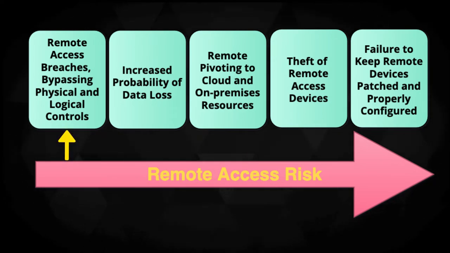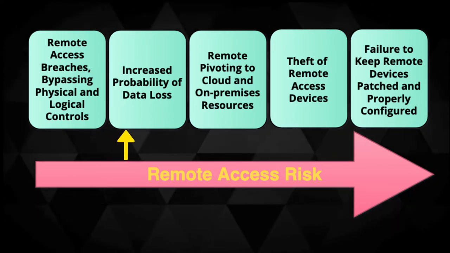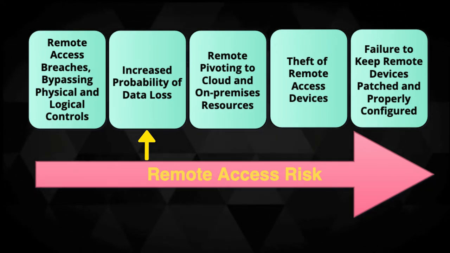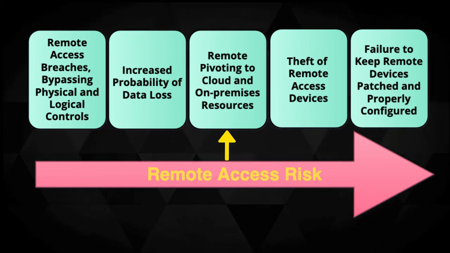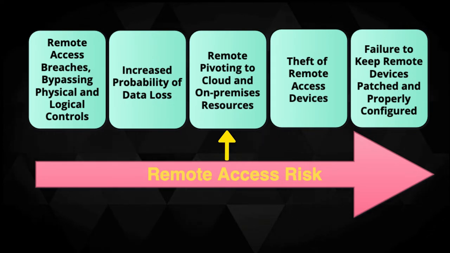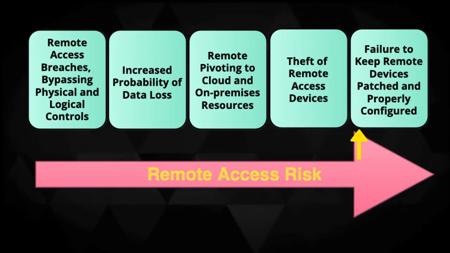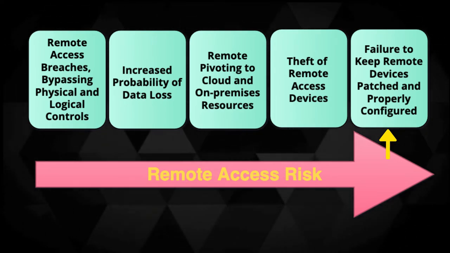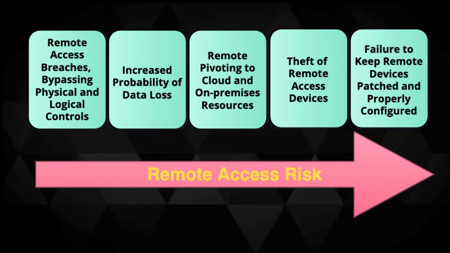Remote access breaches that bypass physical and logical security safeguards. Increased probability of data loss during remote access from high-risk locations with non-company-owned devices. Threat actors can use compromised remote access devices to pivot to other cloud or on-premise resources. Remote access devices are open to theft or other means of physical compromise, and infrequently connecting devices might not be fully updated with patches or secure configurations. The security safeguards discussed in this video help manage these risks.